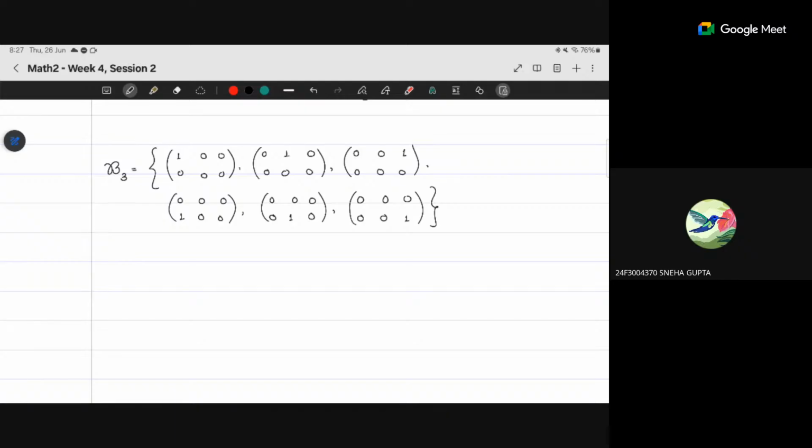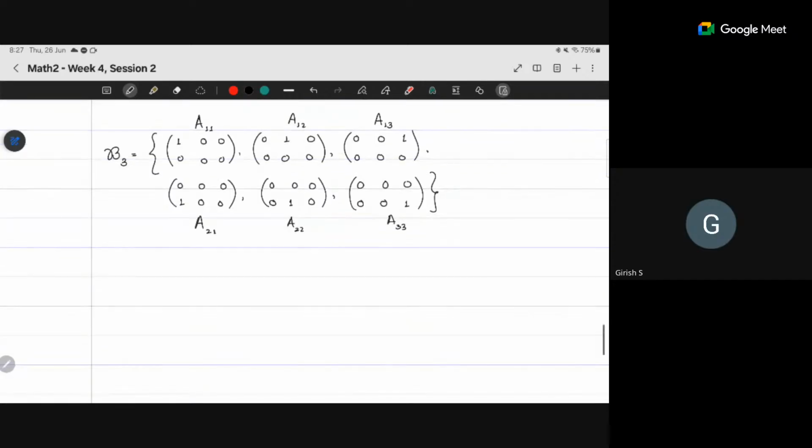What is the definition of a basis or of linear independence? The fundamental definition. So let's take the matrices to be x1, x2, till xn. Then a1 x1 plus a2 x2 till an xn equals 0. I'll call this A11, this A12, this A13, this A21, A22, A23. Aij is the matrix where the ijth entry is 1.